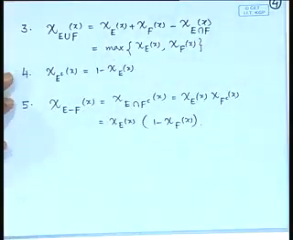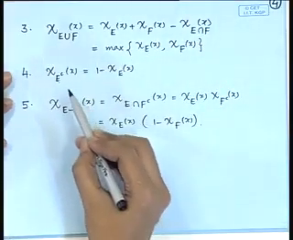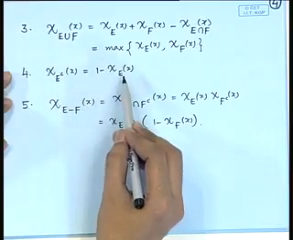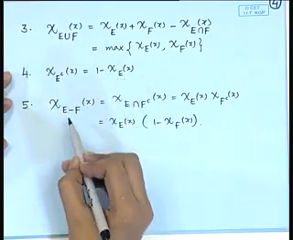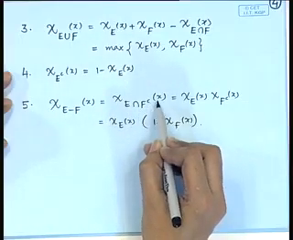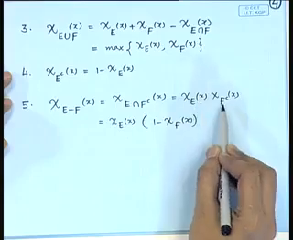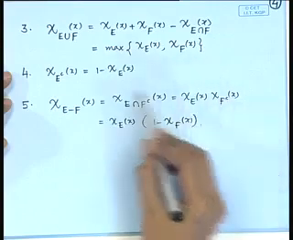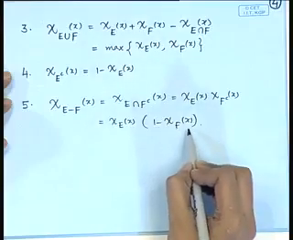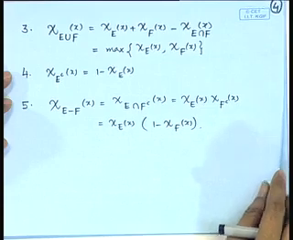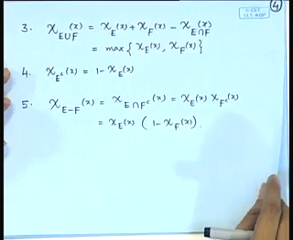The other properties of the chi function, for example, chi of E complement is equal to 1 minus chi E. Chi of E minus F is equal to chi of E intersection F complement x, which is chi of E times chi of F complement from property 2, and chi of F complement from the above property is equal to 1 minus chi F x. So, these are some of the useful relationships for the indicator function.